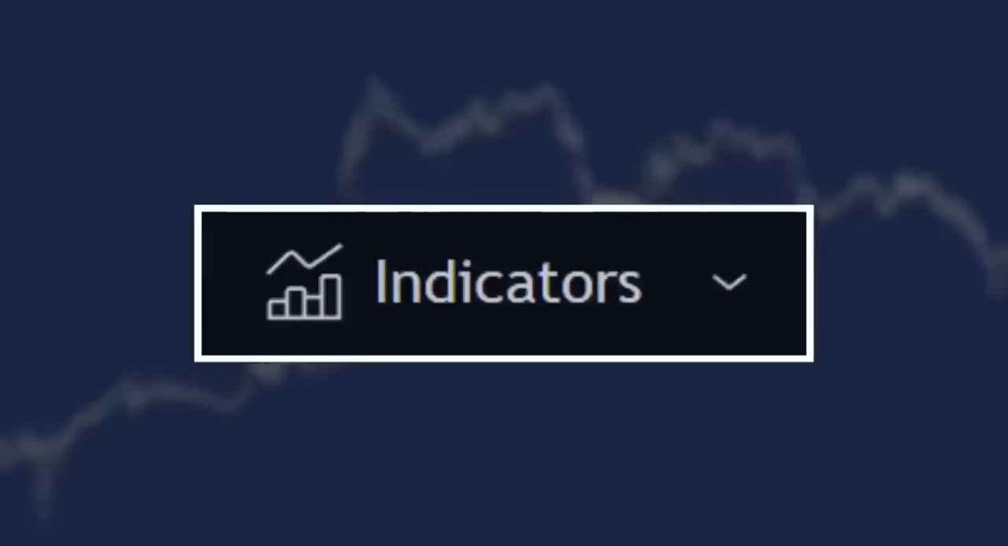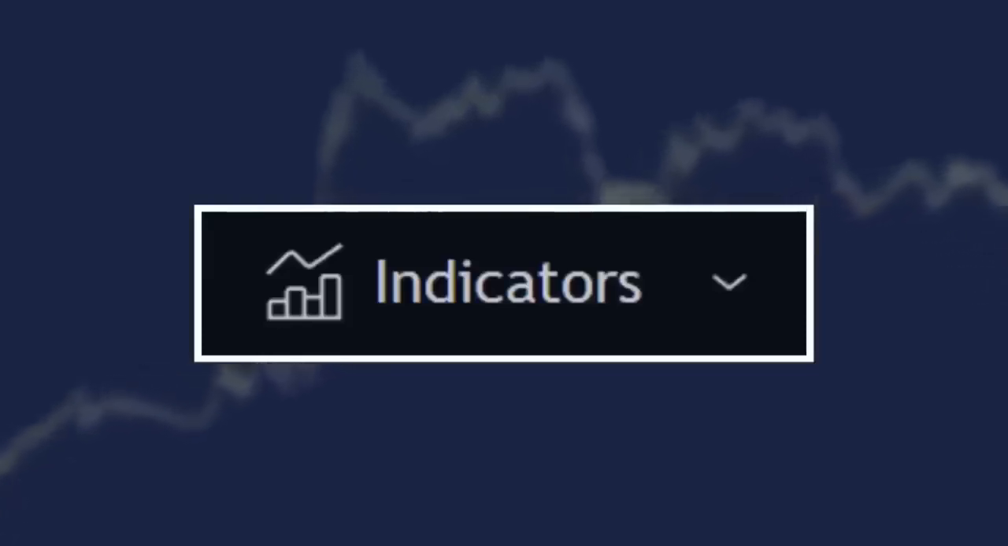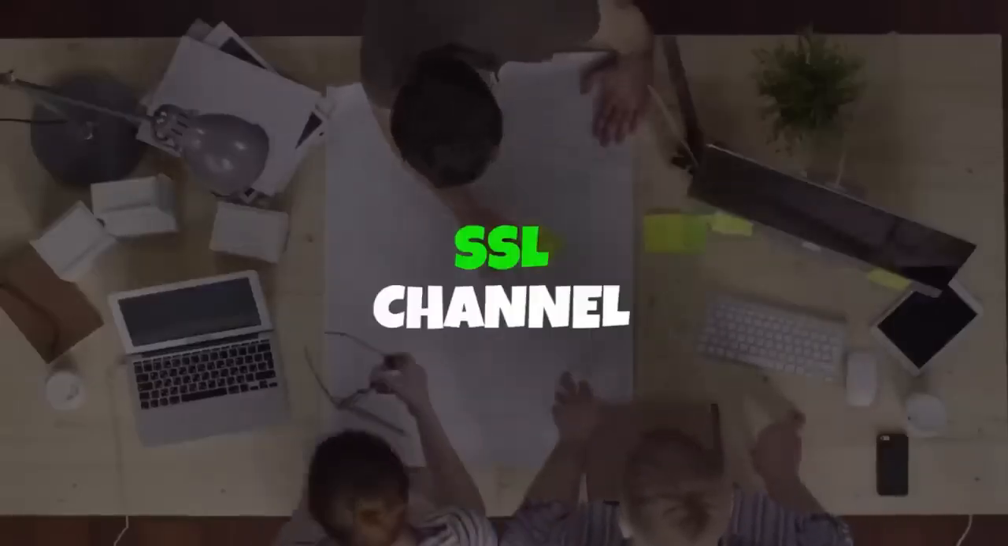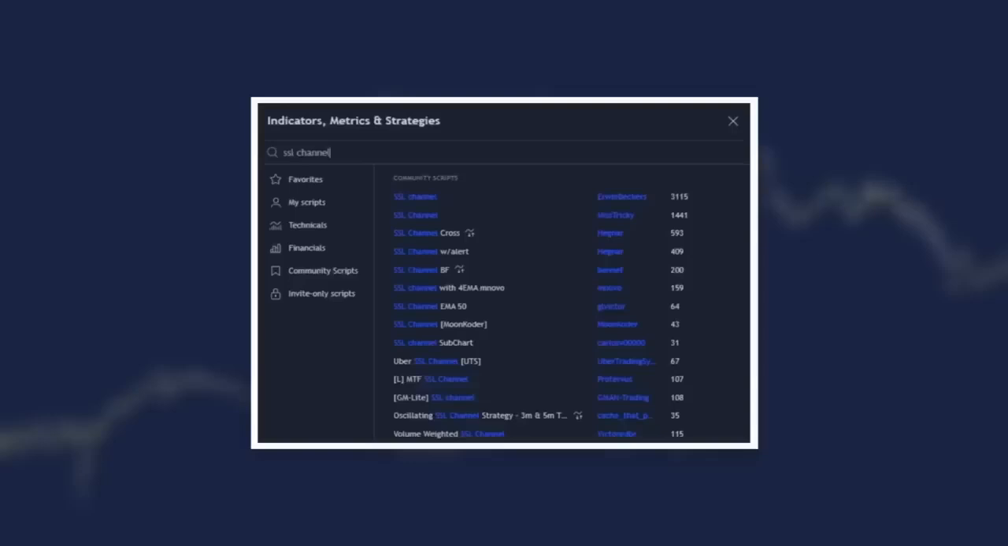So the first thing we're going to want to do is head up to indicators at the top, type in SSL channel, and it is the SSL channel by Miss Tricky. It is this second one here in the community scripts. Now make sure you click this indicator twice, because we want to add two of them to our chart.